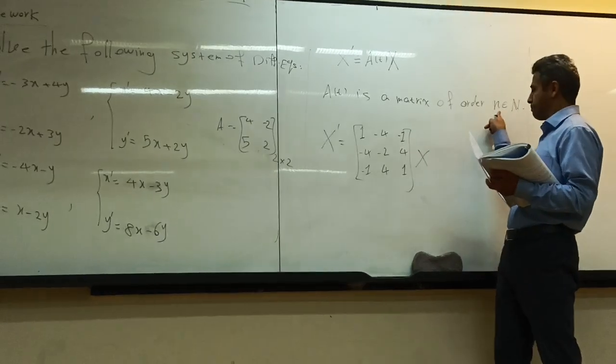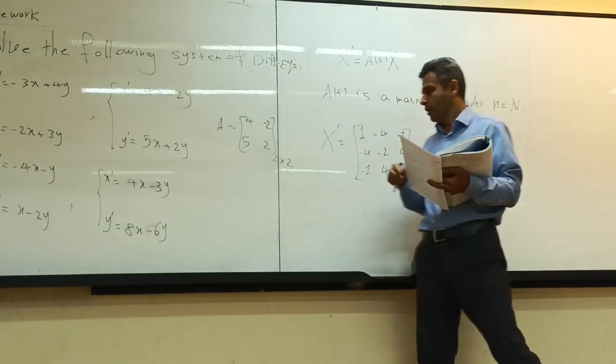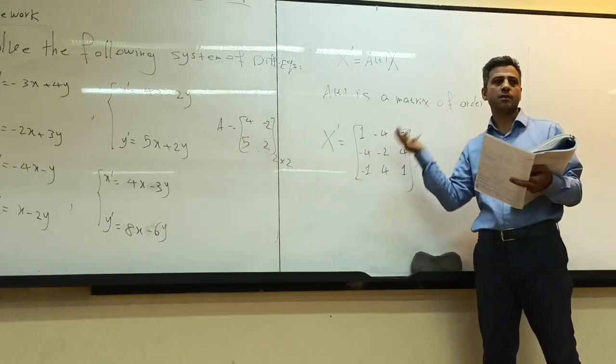n is equal to 2, 3, 4, 5. Solving the system is difficult.